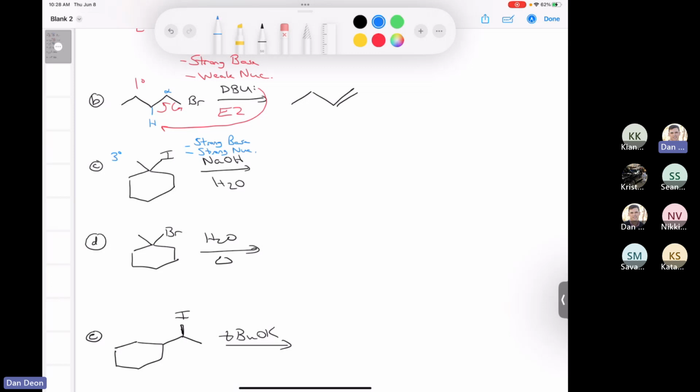I'm reading the wrong problem. Okay, I'm looking at this problem when I'm supposed to be looking at this problem. Anyhow, let's get back to it.